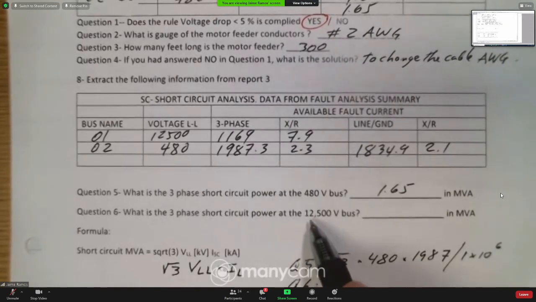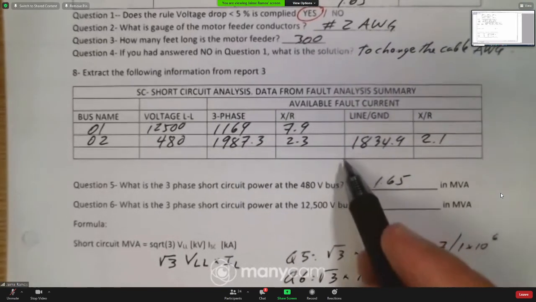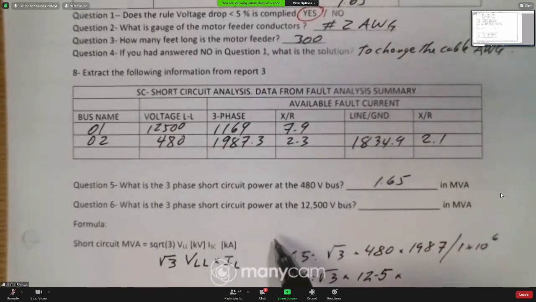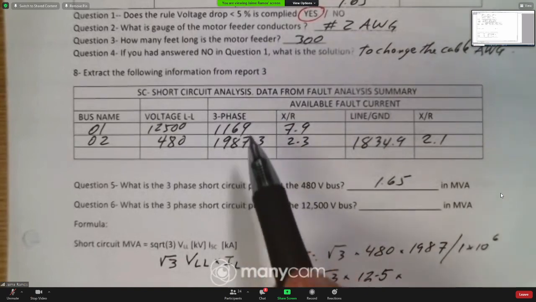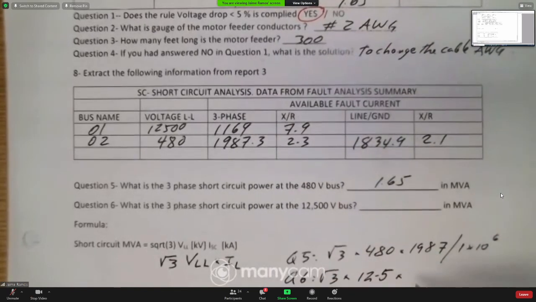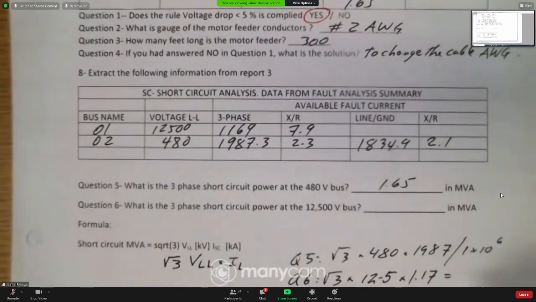And the second one, so now let me put that in kilovolts. So that's 12.5 in kiloamperes, 1.17. So 3 times 12.5 times 1.17. 2533.